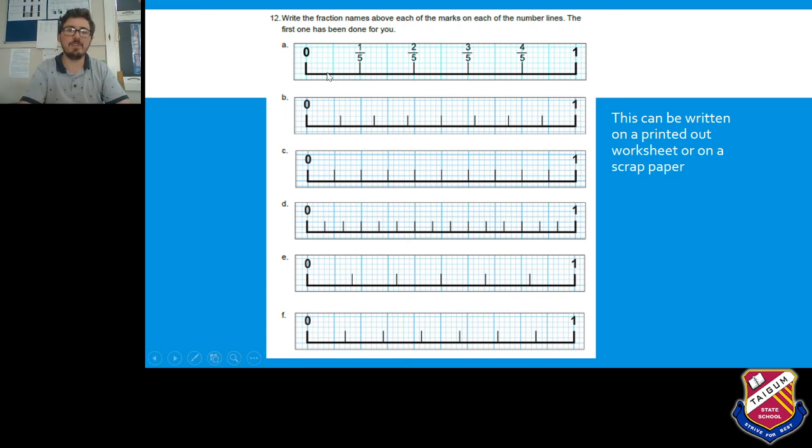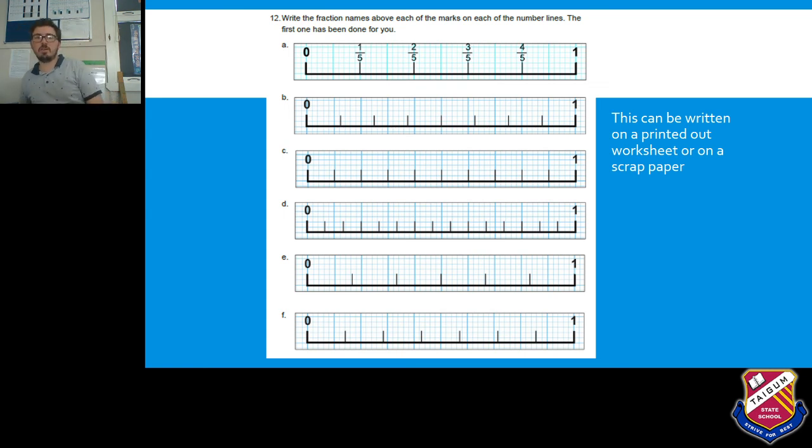So on each of these little lines, you need to count in eighths. Count with Mr. G first. 1/8, 2/8, 3/8, 4/8, 5/8, 6/8, 7/8, 1 whole. Write those on each of the lines.